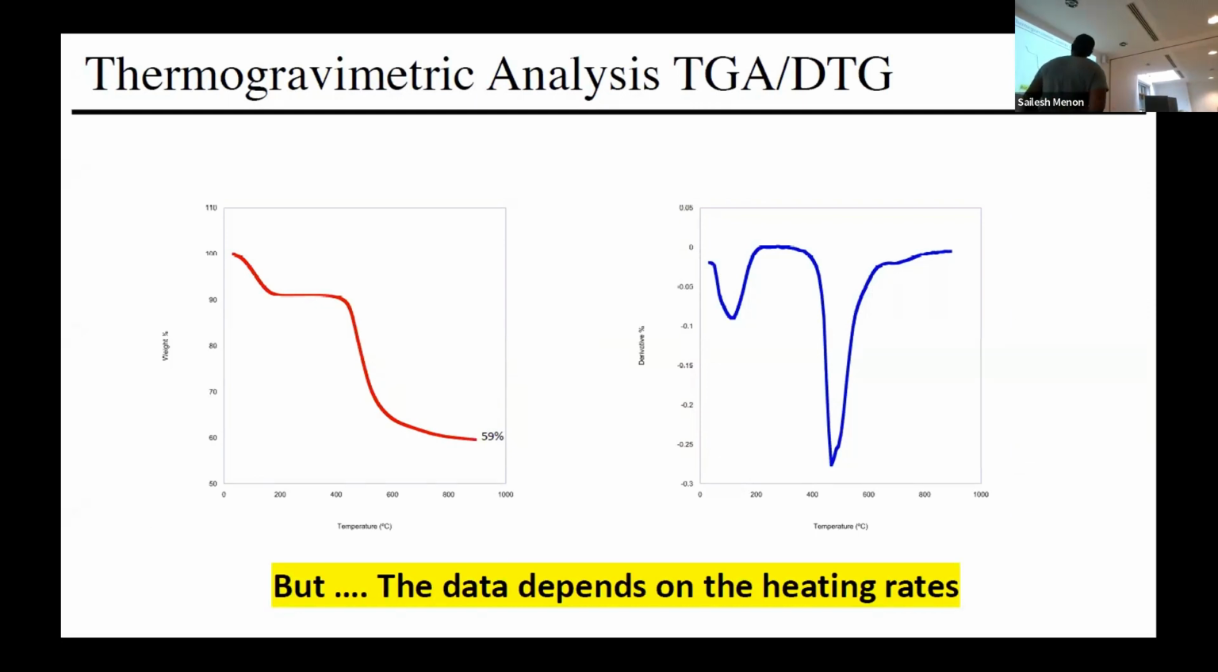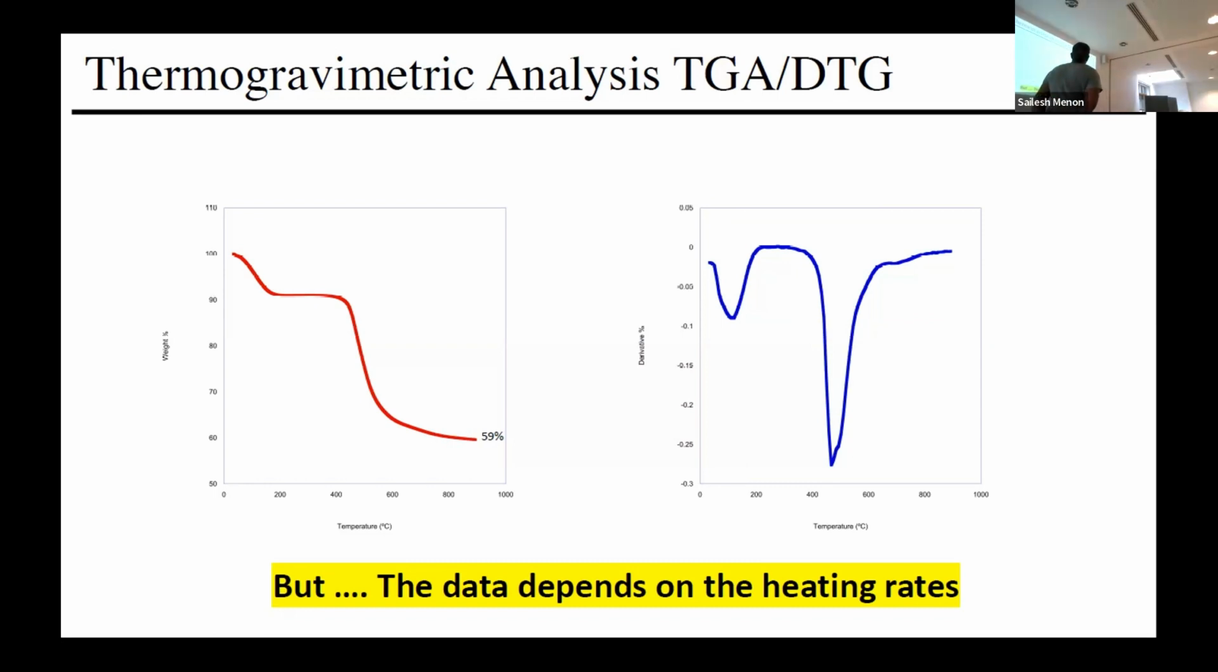First I obtained my TGA. This is the 50 degrees Celsius per minute heating rate. Looking at the TGA on the left, it appears that I have two mass loss events occurring: one from ambient to about 200 degrees Celsius and another from about 350 to 1,000 degrees Celsius. I'm more interested in the derivative, the DTG, which tells me how many processes are occurring. Looking at the DTG, I have 1, 2, but I also have this little shoulder here indicating some other process.